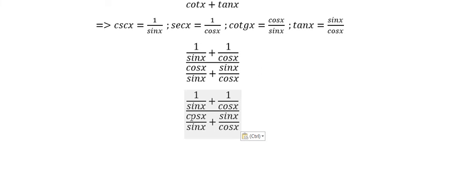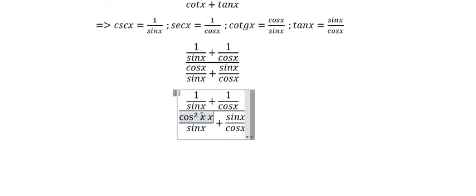The next one, in the numerator, we need to multiply by sine x and cosine x, so that we can put sine x and cosine x in the numerator. This one we multiply by cosine x, so this way it should be square root of 2 cosine x. This one is multiplied by sine x.